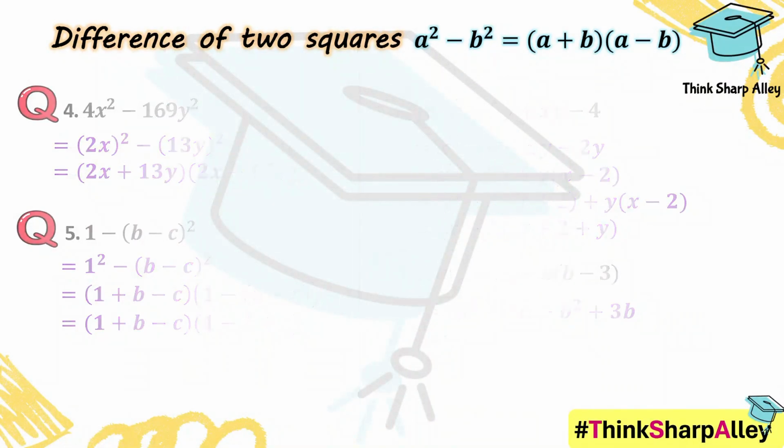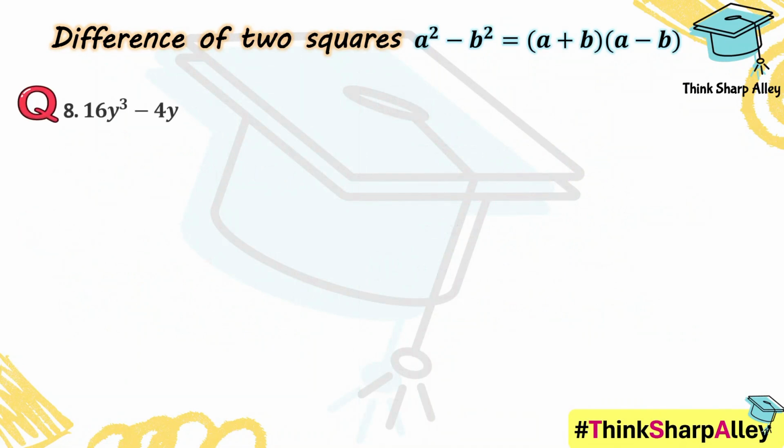Alright, let's move on to our next problem. 16y cubed minus 4y. Now before we jump into the formula, pause for a second. Remember our very first video in this Factorisation Masterclass series? What's the golden rule we learned there? If you see anything common across the entire expression, take it out first. And here we can clearly see a 4y is common. Now some of you might be thinking, wait, why 4y? Why not just y or 2y?